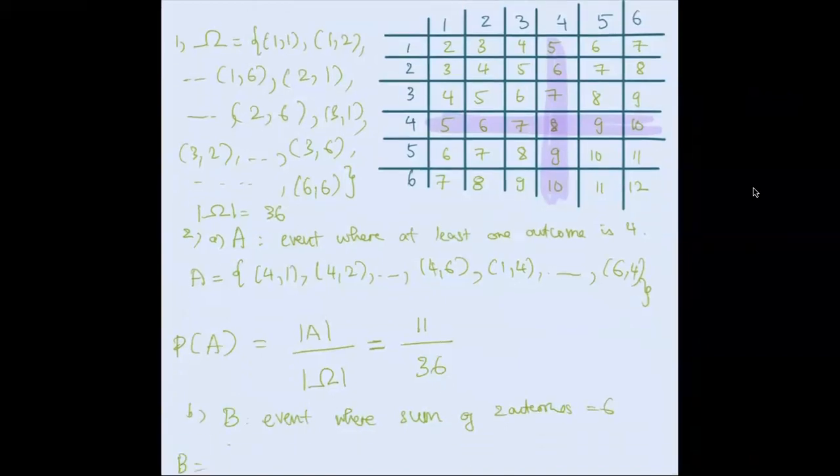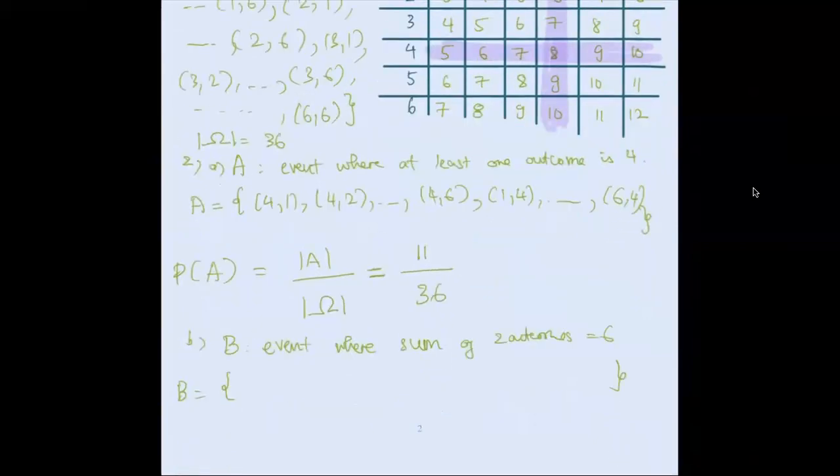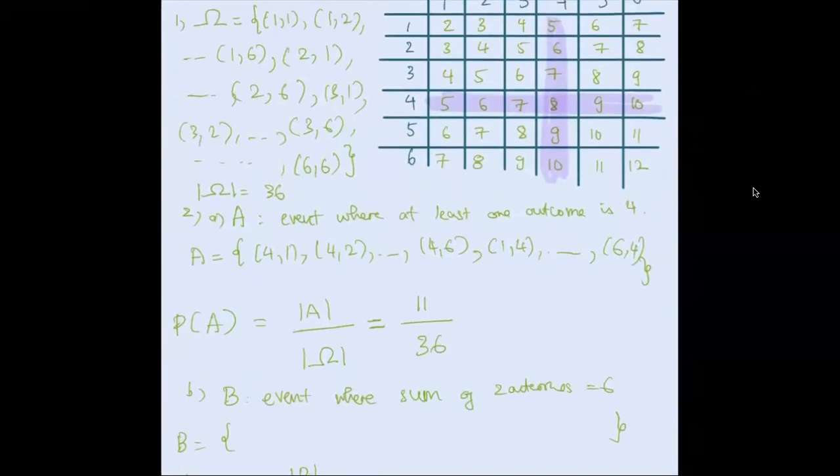And I also have to list out what is in B. And then I also do this: probability of B equal to cardinality of B divided by cardinality of the sample space.